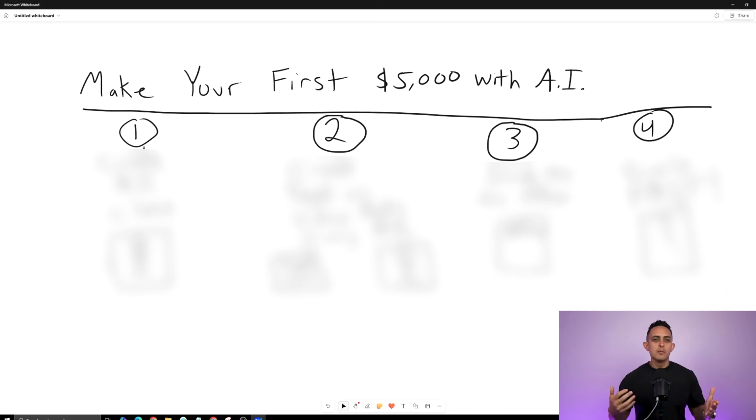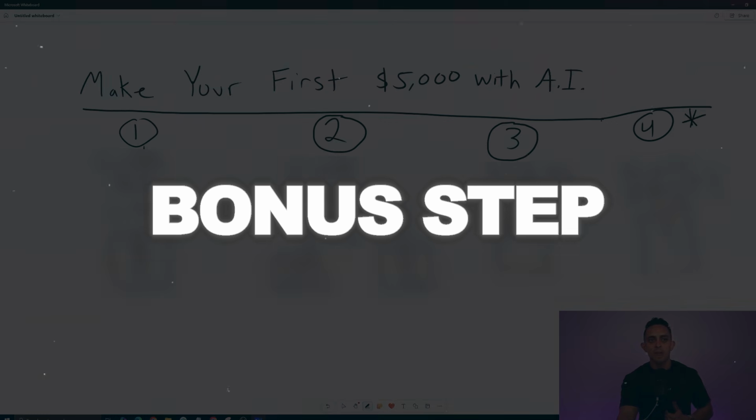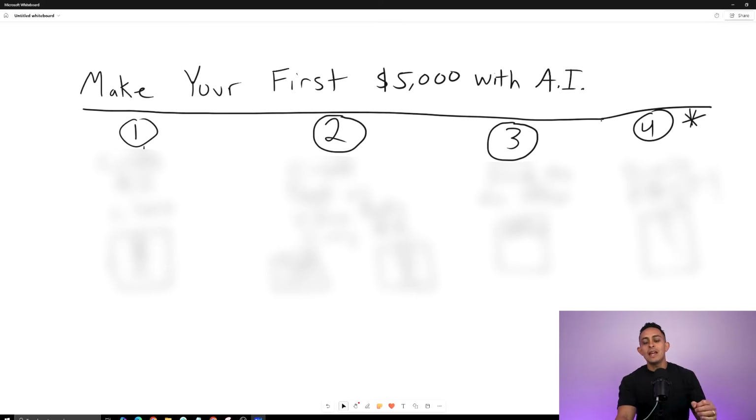All right, so this is the simple 3-step process of how this works. Now, I do have a 4th step, and in the 4th step, this is a bonus step where I'm going to show you how to scale and make even more money as fast as humanly possible. So make sure you stick to the end because I'm going to show you how to make money even faster.